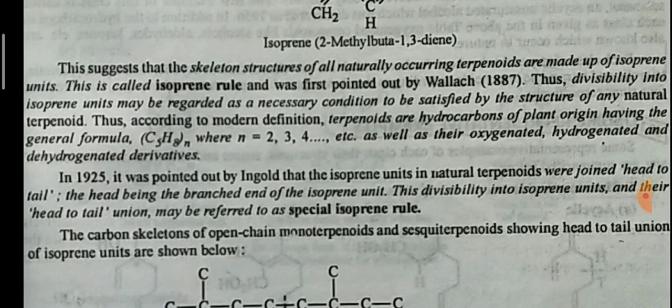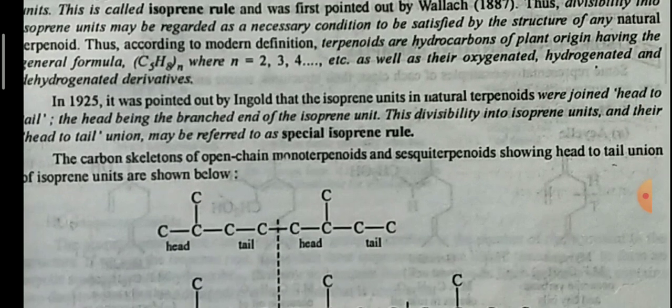Thus, divisibility into isoprene units may be regarded as a necessary condition to be satisfied by the structure of any natural terpenoid. Thus, according to the modern definition, terpenoids are hydrocarbons of plant origin having the general formula (C5H8)n, where n equals 2, 3, 4 and so on, as well as their oxygenated, hydrogenated and dehydrogenated derivatives.